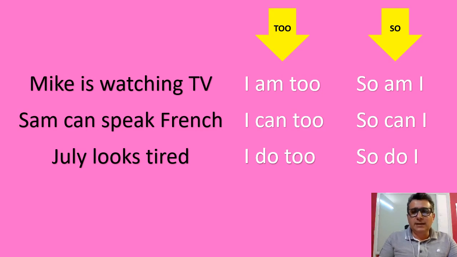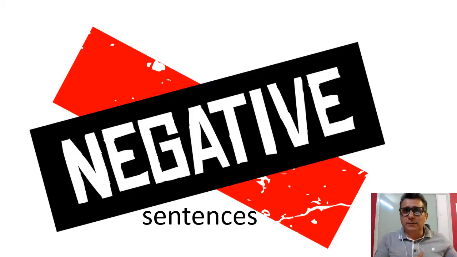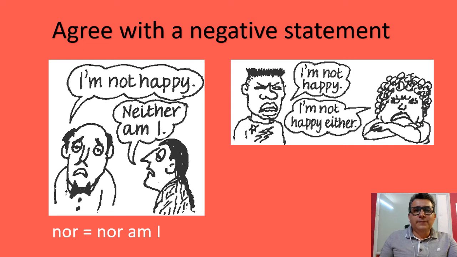Okay? Let's continue. Now, we agreed with positive sentences. How do we agree with negative sentences? Well, it's easier. We agree with negative sentences using three expressions: neither, either, or nor. And check the images. I am not happy. And speaker B says, neither am I. The second image, I am not happy. And the other speaker says, I am not happy either. Remember that neither is similar to nor. So you can say neither am I, or you can say nor am I.